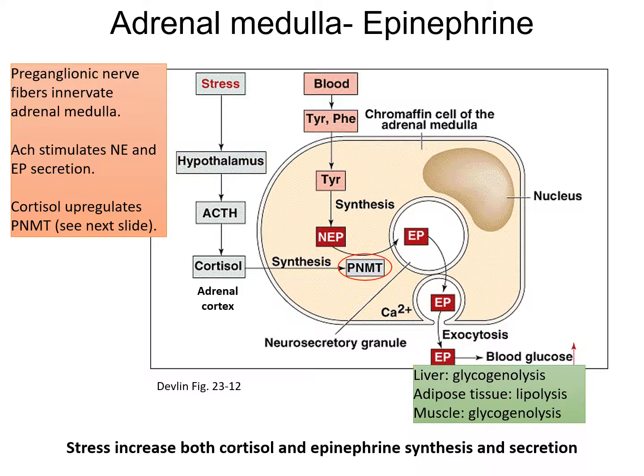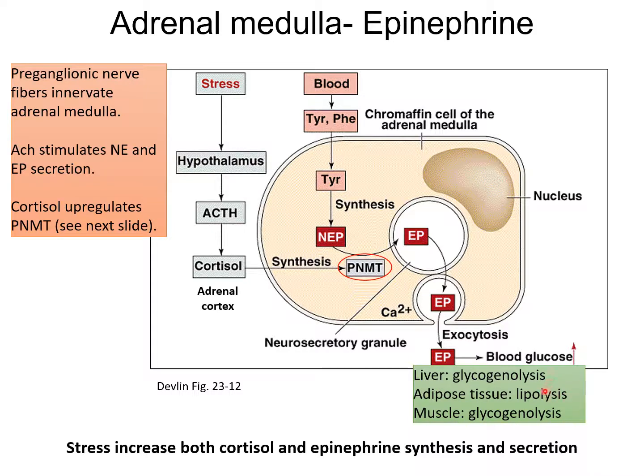All right, this slide is for the epinephrine. What happens is you have a stress response that activates the hypothalamus, you secrete ACTH from the anterior pituitary, which leads to release of cortisol from the adrenal cortex, which stimulates the synthesis of this PNMT enzyme here. What this is important for is converting norepinephrine into epinephrine, and then that gets secreted out of the cells and increases blood glucose. The increase in blood glucose is because of glycogenolysis in the liver, lipolysis in the tissue.